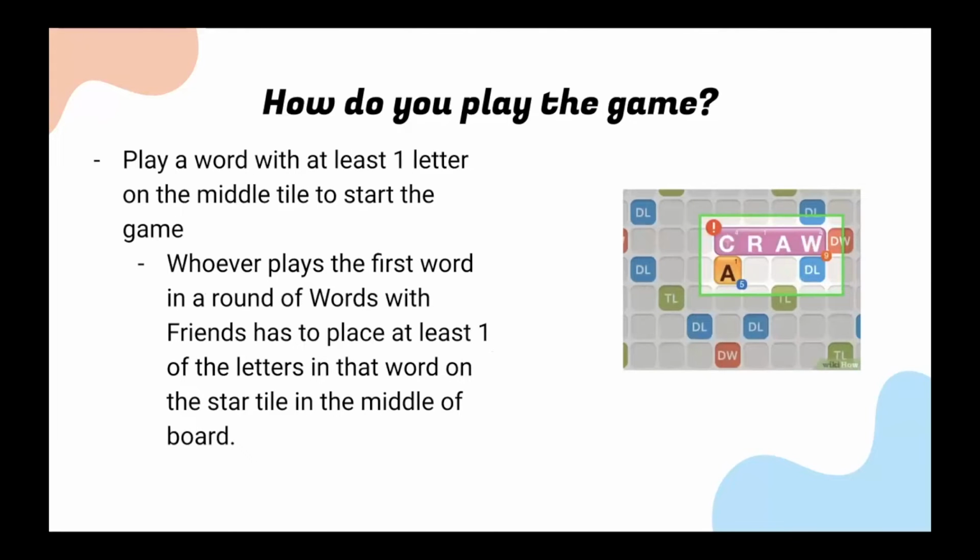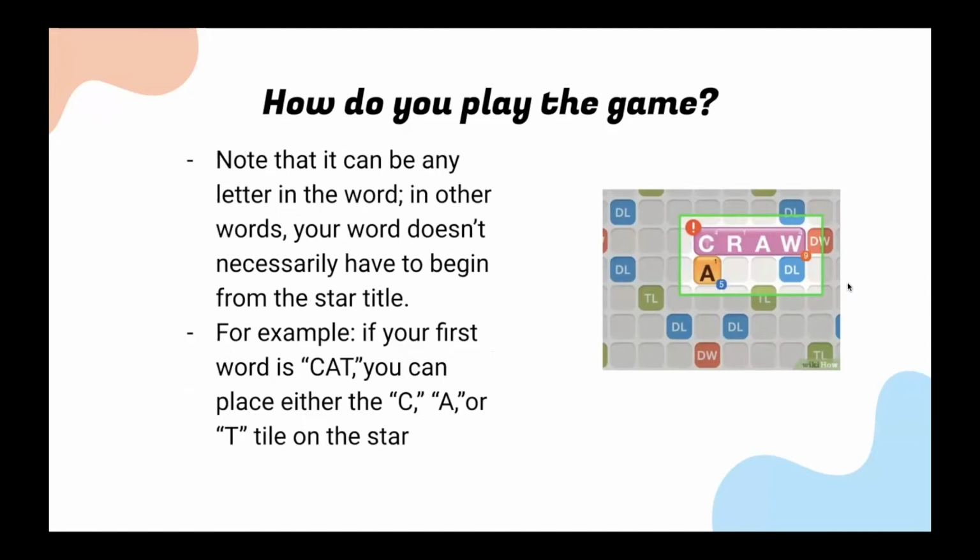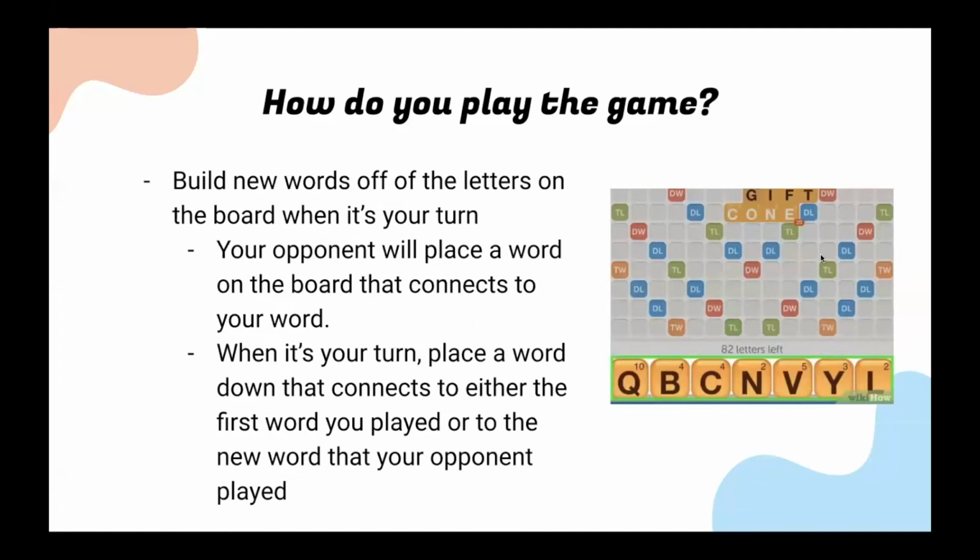So you play a word with at least one letter on the middle tile to start the game. Whoever plays the first word in the round of Words with Friends has to place at least one of the letters in that word on the start tile in the middle of the board. Note that it can be any letter in the word. In other words, your word doesn't necessarily have to begin from the start tile. For example, if your first word is cat, you can place either the C, A, or T tile on the star.